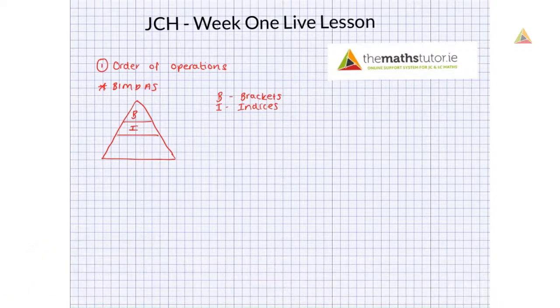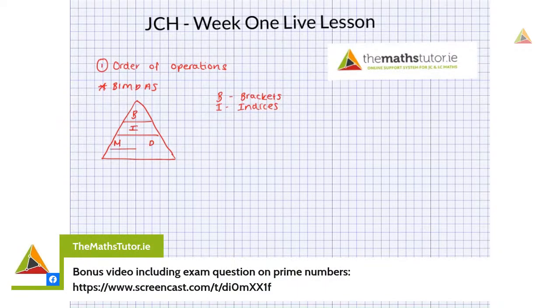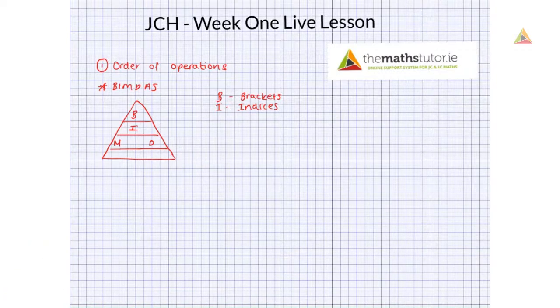Then we have M and D together. So we put M and D together, which is multiplication and division. The reason you put multiplication and division together is because they get the same level of importance. And then finally we have addition and subtraction, so A and S. Okay, so M is multiplication. We have D, which is division. And A for addition. And then finally we have S for subtraction.